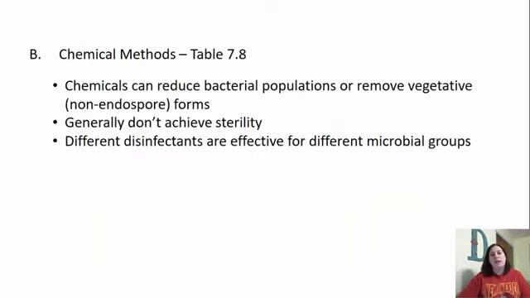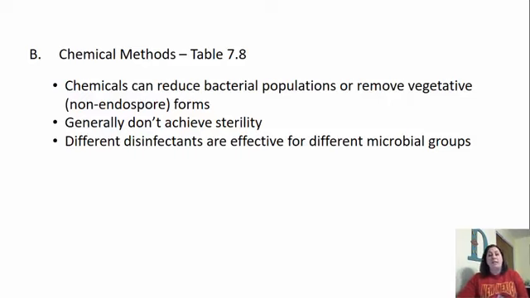This will also start to affect the microbes, based on how much water is present. Now switching gears, we looked at the physical methods. Now let's look at the chemical methods. Chemicals can reduce bacterial populations or remove vegetative forms. A lot of times they're non-endospore forms. They're not going to affect the endospores. These generally don't achieve sterility, unlike what we saw with the autoclave.